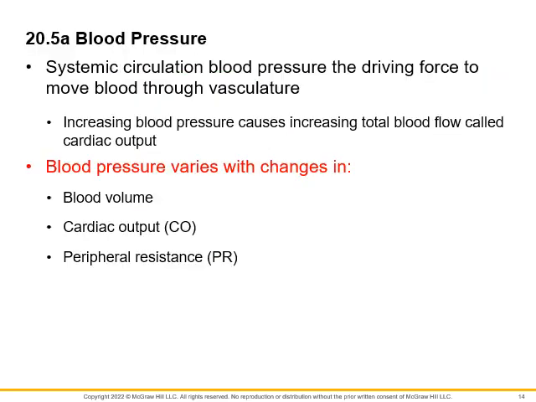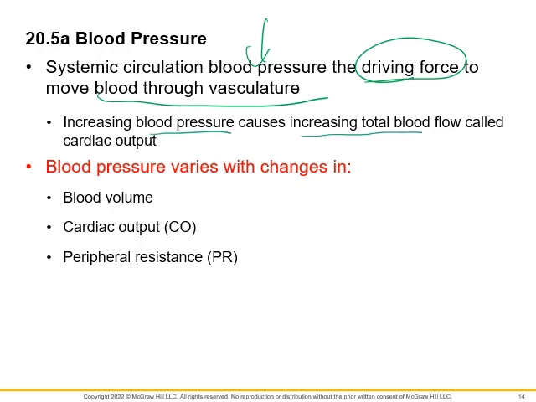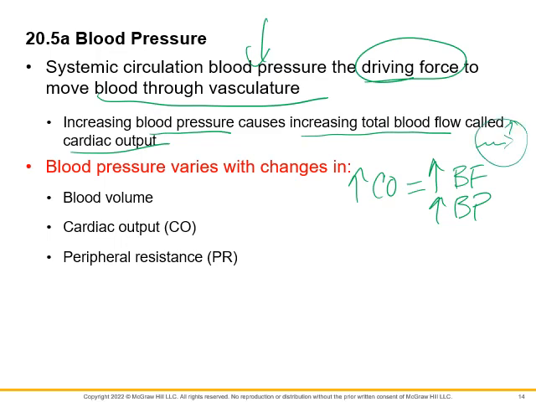Now we get to move into actually talking about blood pressure and how blood pressure can vary depending on these factors or changes in these factors. So systemic circulation, blood pressure, is the driving force to move blood through your vessels. Increasing blood pressure causes an increase in total blood flow called cardiac output. So hopefully we're thinking increase in cardiac output, increase in blood flow, increase in blood pressure. Basically, as the blood is flowing through the vessel, it's putting pressure, and that's blood pressure.